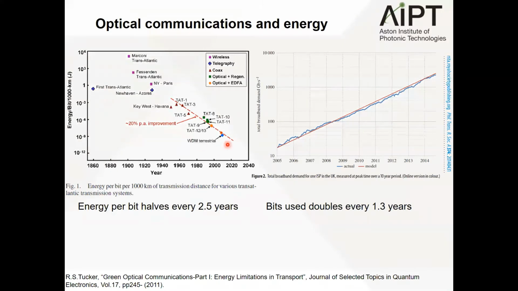And back here, 20% per annum improvement in the energy consumption of a submarine cable system, mainly by increasing the capacity. And the energy per bit has been halving every 2.5 years, so a little bit faster than Moore's law, which is great. However, the amount of data that we're using is doubling every 1.3 years. It's doubling more quickly than we can reduce the energy consumption.